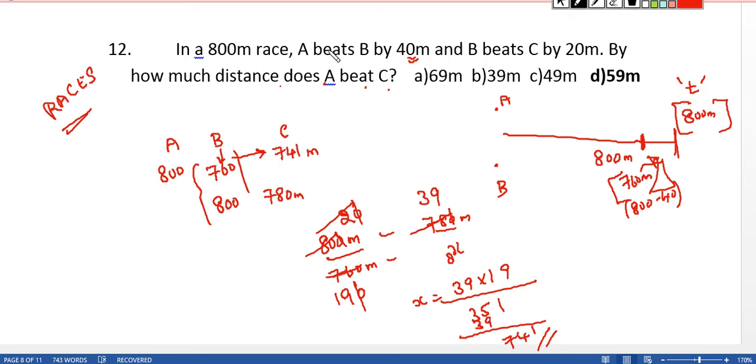So by how much distance does A beat C? A is at 800 meters and C is only at 741 meters. So A is able to beat C by 800 minus 741 meters, which is equal to 59 meters. So that's our answer.